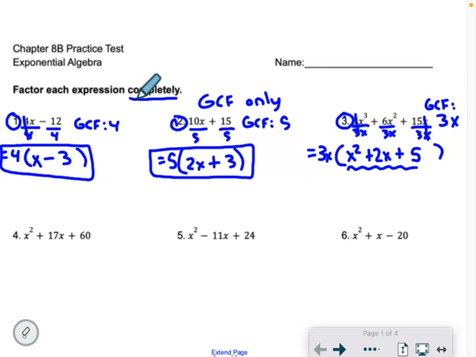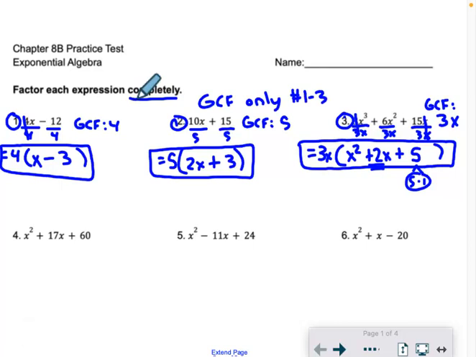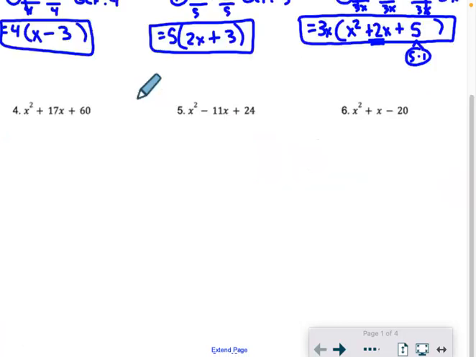But if you look at this, it would have to be a plus-plus problem. And there's only one way to multiply to 5. It's 5 times 1. But 5 plus 1 does not give us the 2 that we need in the middle. So this is actually just not factorable on the inside. So all we can do is the GCF. So it's GCF only, number 1 through 3. That's technically review from Chapter 8A.